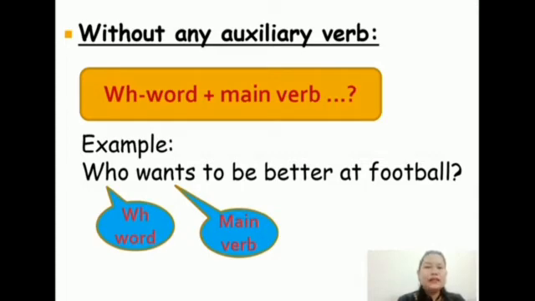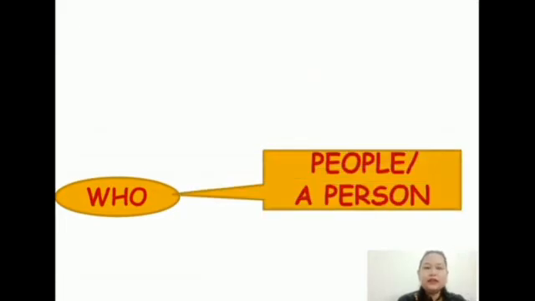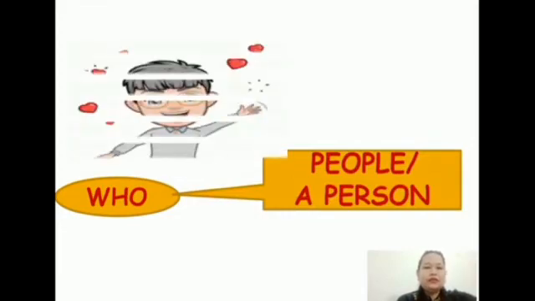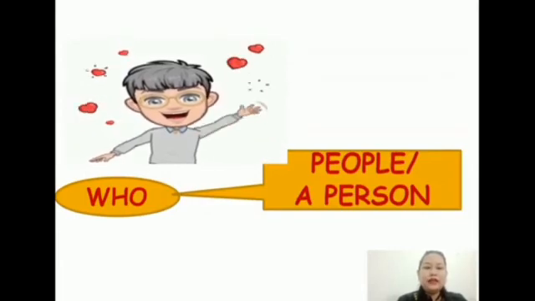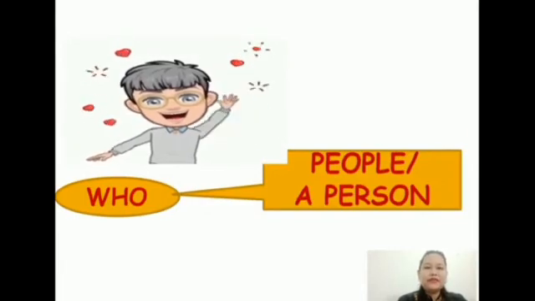So now let us see the purpose of each WH word and how do we respond to WH questions. First, let us see the purpose of WH word who. Who is always used to ask about a person or people. Okay, so if I ask you, who is Sam? So we can respond like, Sam is my best friend.